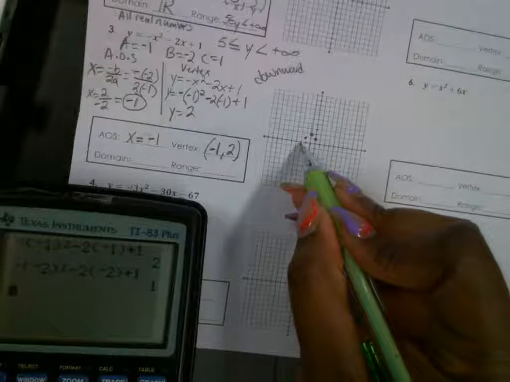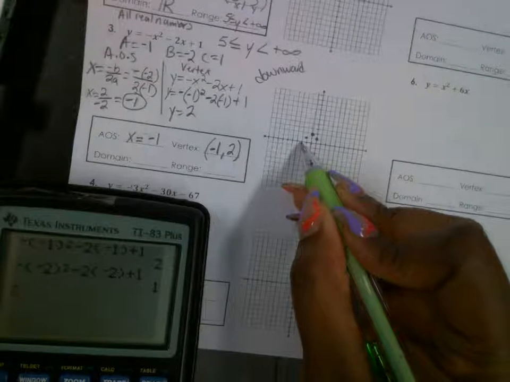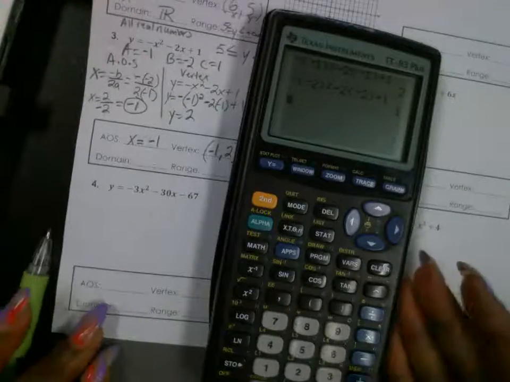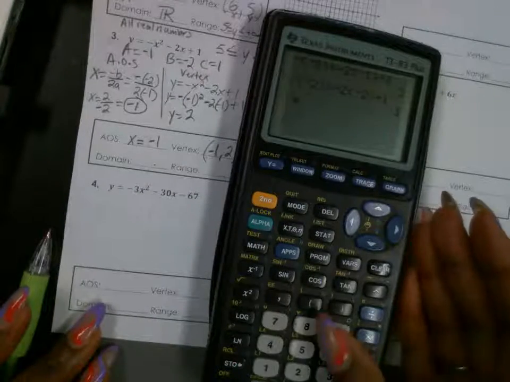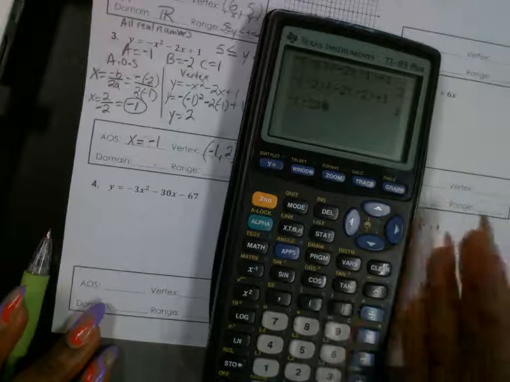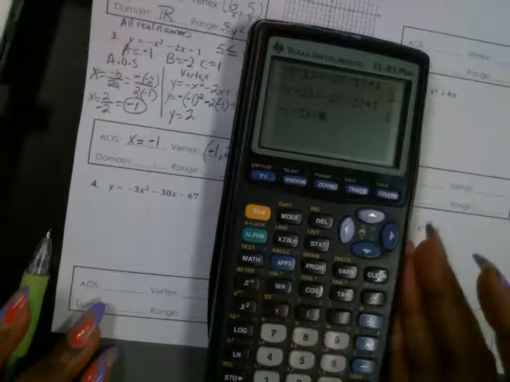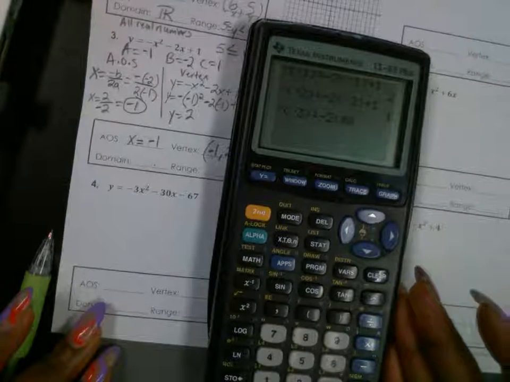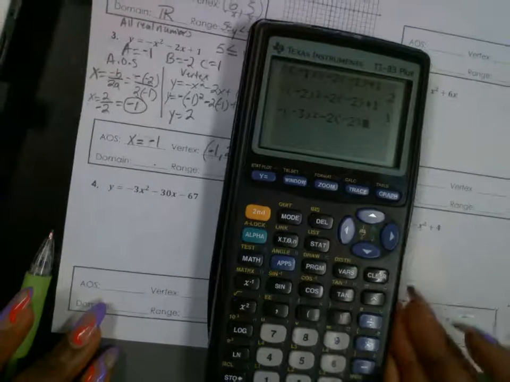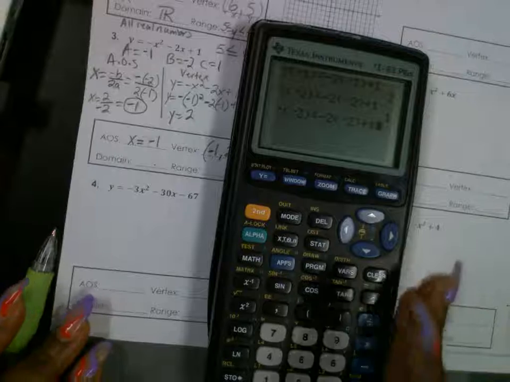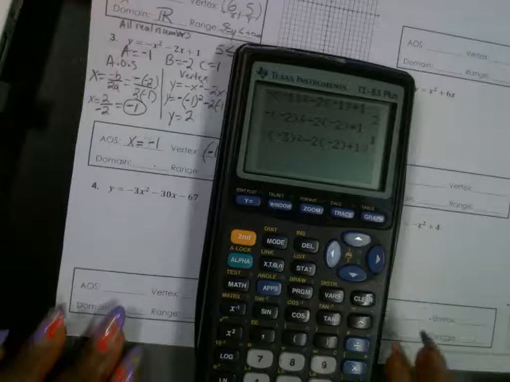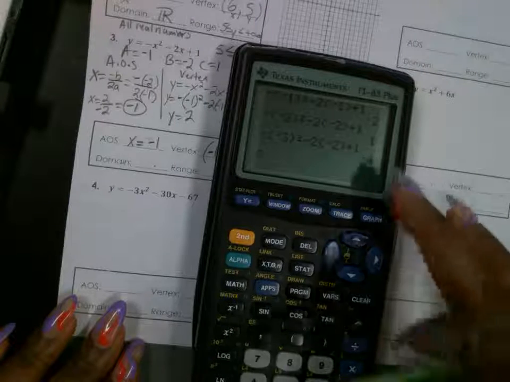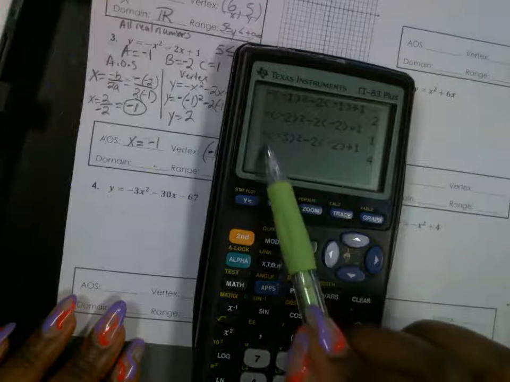Let's go over and substitute a -3. So let's do -3. A negative, parentheses, -3 squared, -2 parentheses -2 plus 1. What does that give you? That gives you -4.